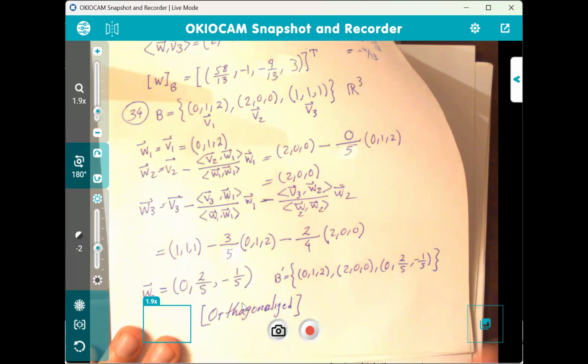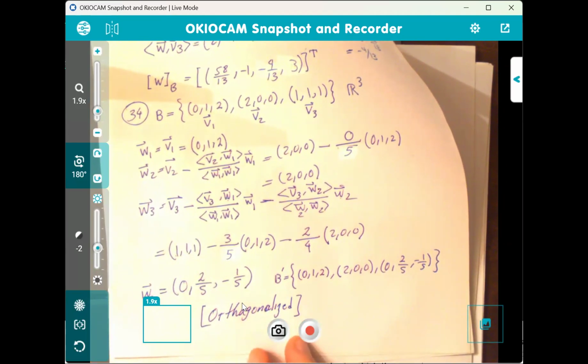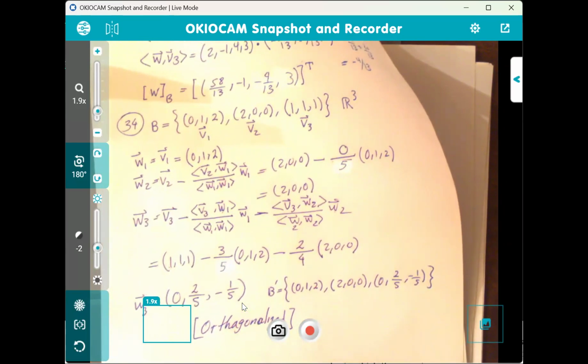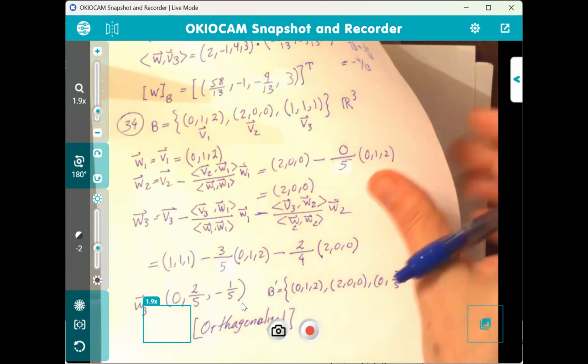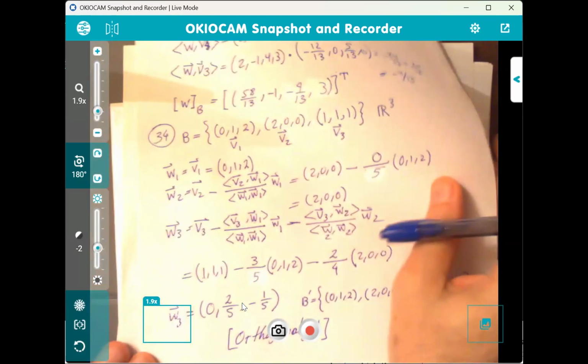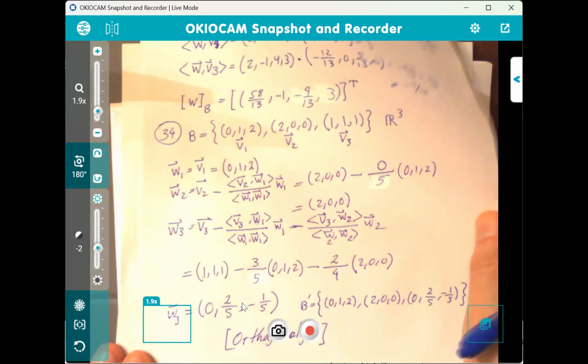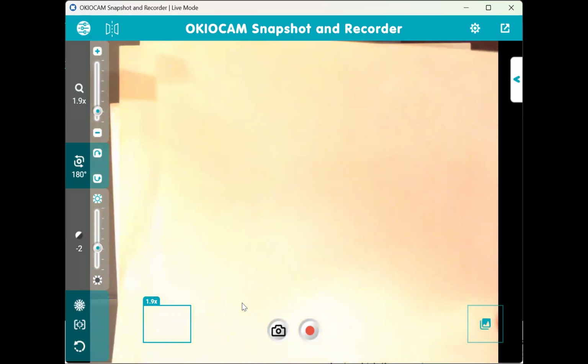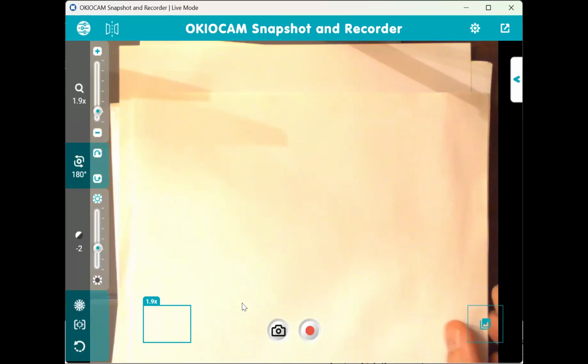Okay, so the vectors are orthogonalized. What we haven't done yet is normalize them. Now, the next step, we're going to normalize them. So let's normalize. Oh, before I move on, any questions about this process so far? Okay, if you're good, now let's see how we're going to normalize this one.